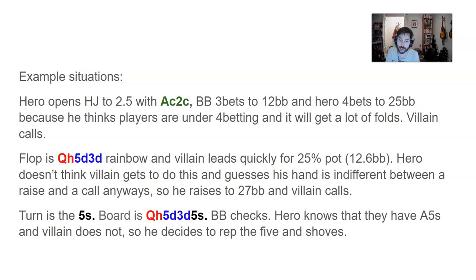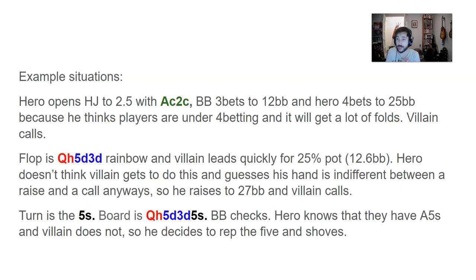So then the turn is a five. The board has paired, big blind checks. And then big blind thinks that he has ace five and the villain doesn't, so he decides to rep the five and shove. This is another mistake I see a lot at small stakes, by the way, is narrowing in on a very small cluster of hands, usually nutted hands, rather than thinking about the entire range.